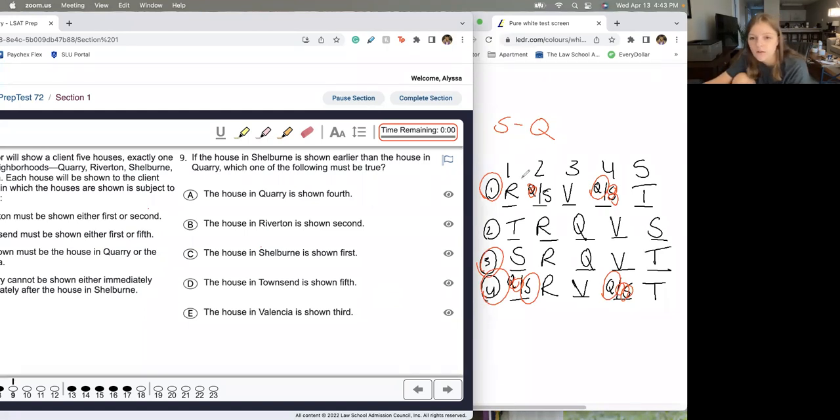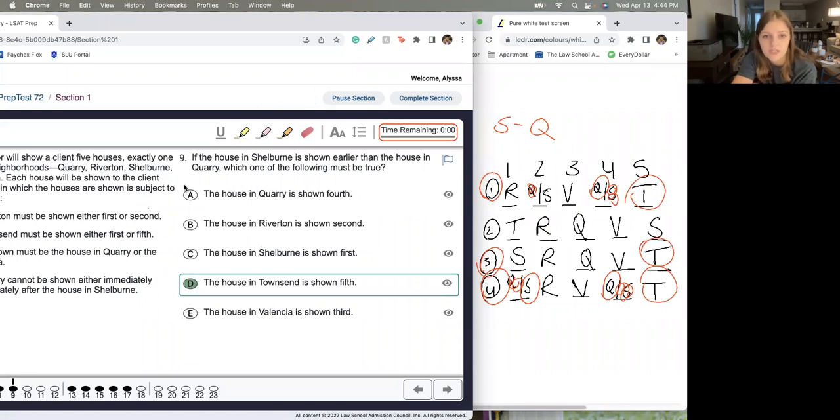Let's see here. Nothing's the same in 1. Nothing's the same in 2. Nothing's the same in 3. Nothing's the same in 4. Aha! We have our T in 5. That happens in all the worlds. I look to my answer choices. A, that's my D answer choice. That's going to be my answer.